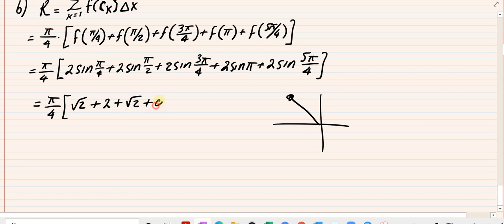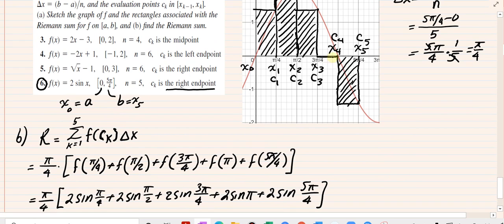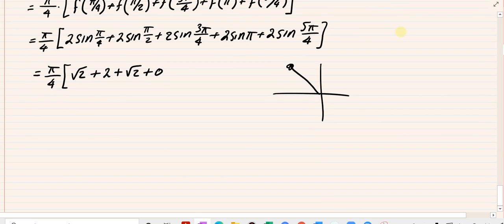Sine of pi is 0. Notice at that point the area, which is width times height, is going to be 0. That is at pi. That was the contribution of this rectangle. Remember, there's really no rectangle, there's no height. The height is 0, and you can see it right here.